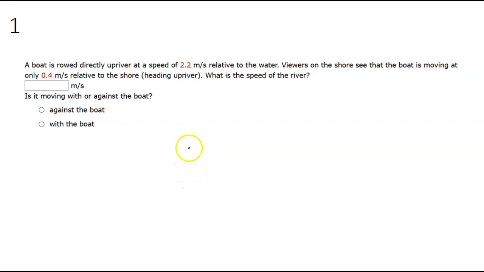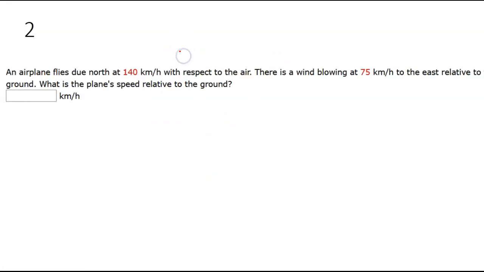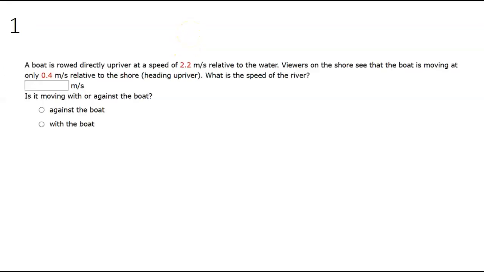Okay, here we see a boat that's heading upriver at 2.2 meters per second relative to the water. So that is the motion of the boat relative to the water. Here we see the motion 0.4 meters per second upriver. Well, that's an indicator of the motion of the boat relative to the shore.